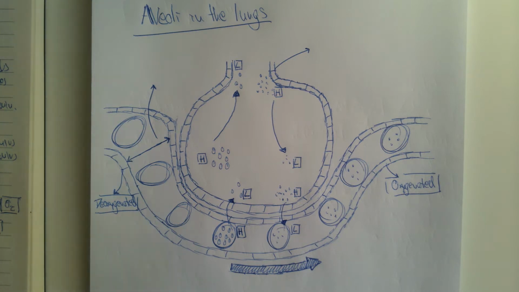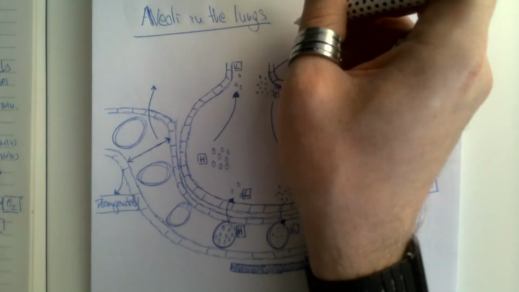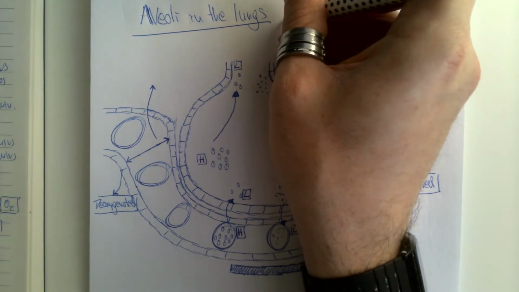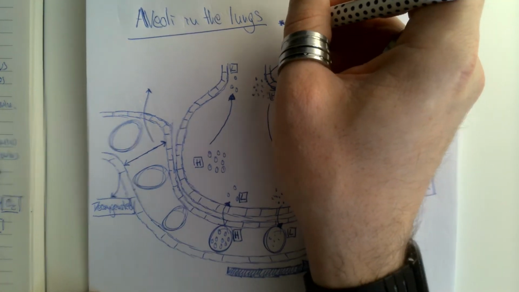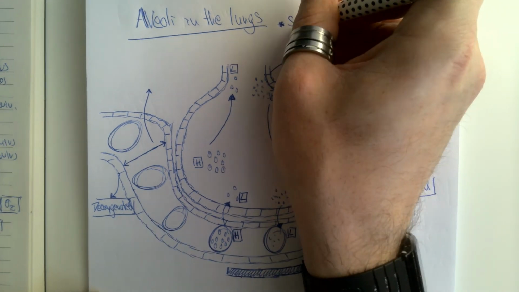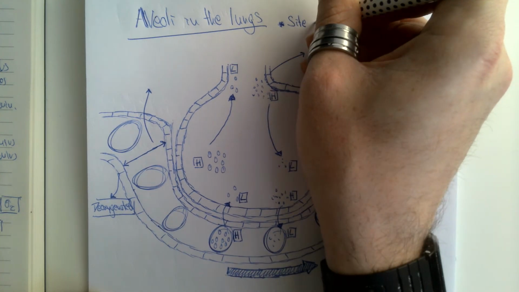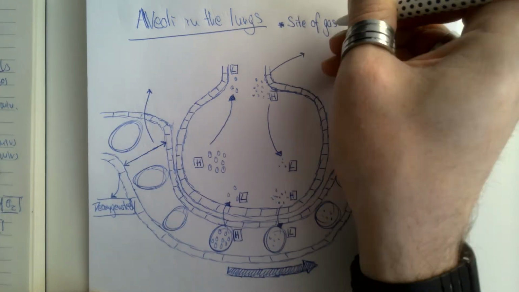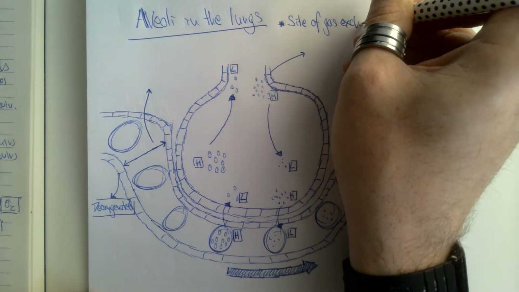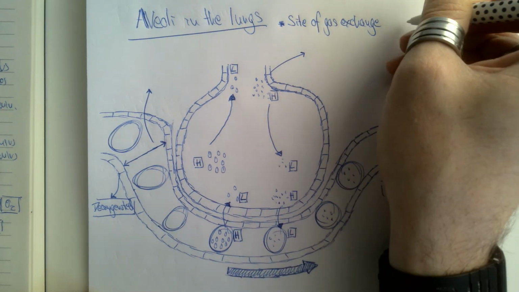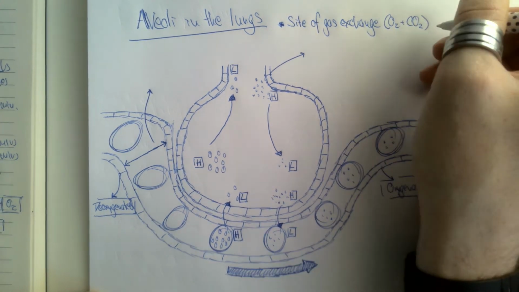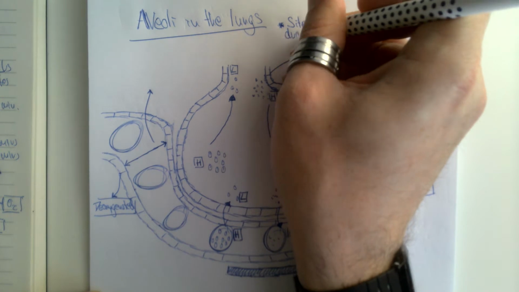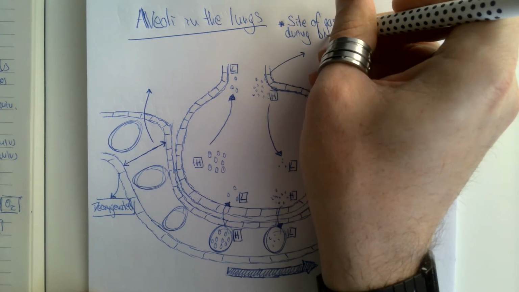But the key thing to remember, obviously, is the overarching purpose of the alveoli in the lungs, and that is that they are the site of gas exchange during breathing. So that's the overarching purpose, the site of gas exchange, and the gases that we are referring to are oxygen and carbon dioxide. So the site of gas exchange during breathing.